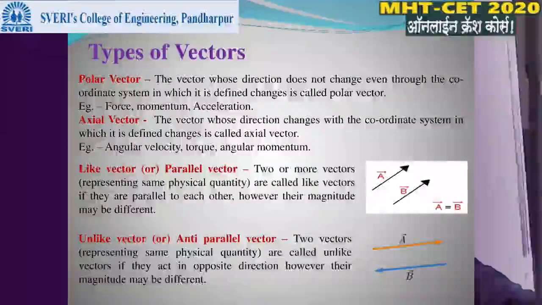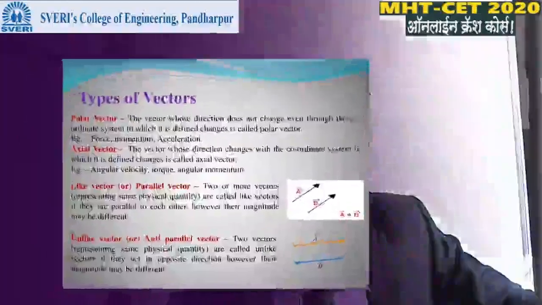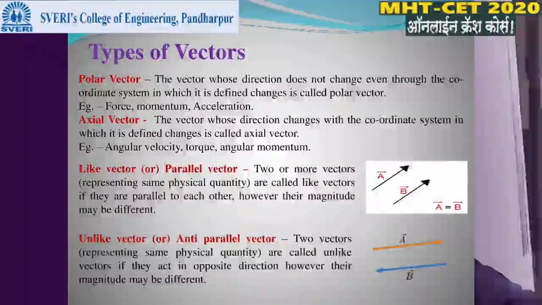But these two vectors represent the same physical quantities. See in this figure, A bar and B bar. These are the two like or parallel vectors. Okay. Next type of vector is the unlike vector or anti-parallel vector.